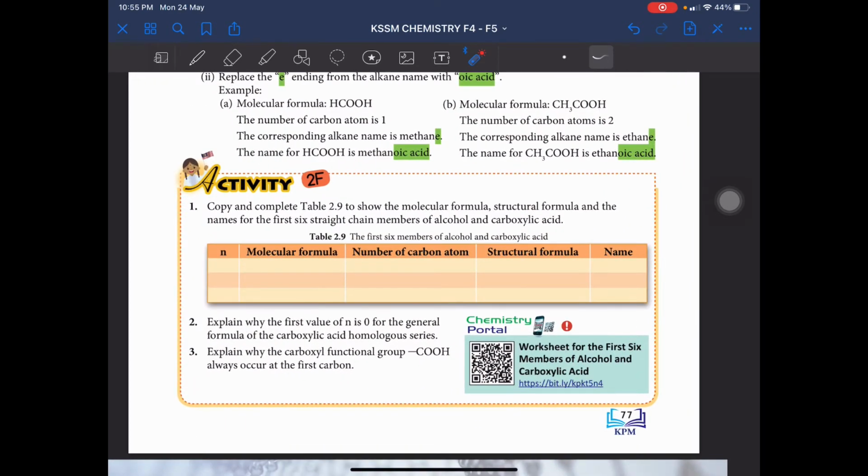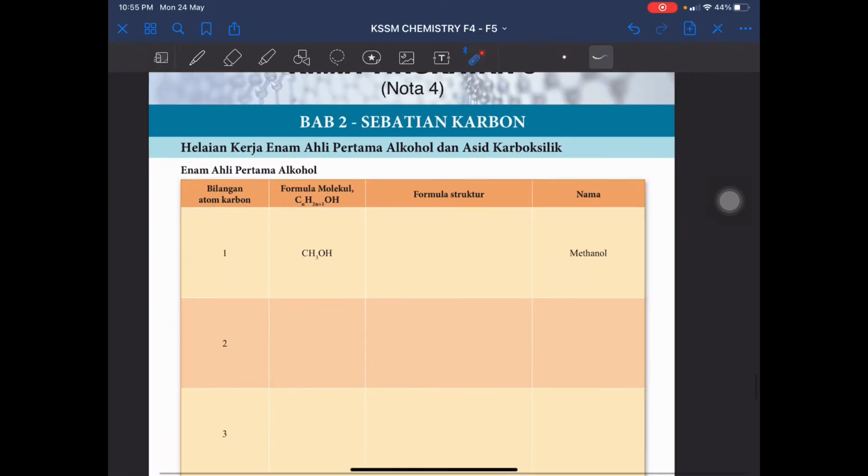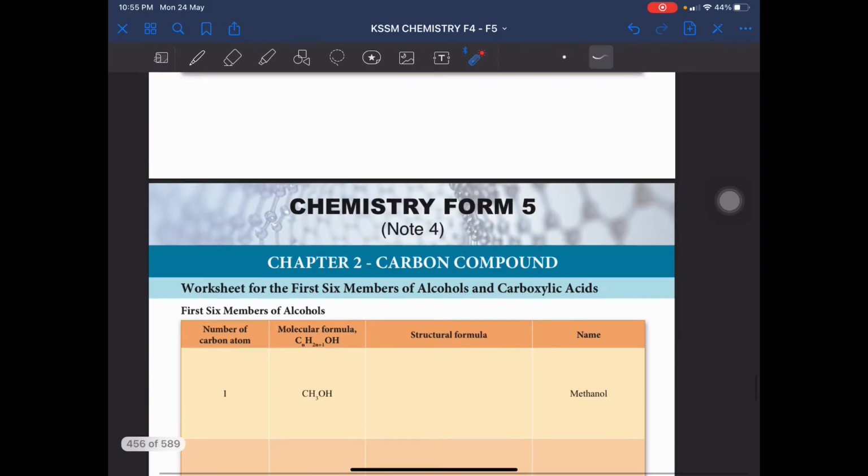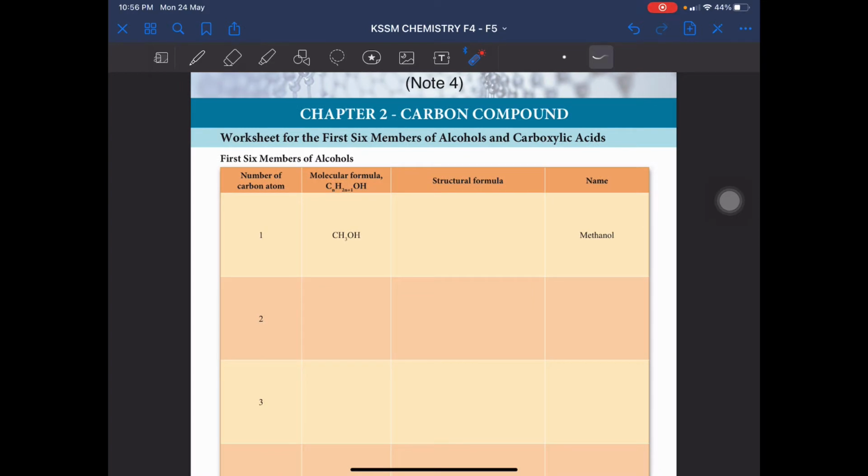So, this is your first task for today's lesson. Activity 2F. Copy and complete table 2.9 to show the molecular formula, structural formula, and the names for the first 6 straight chain members. First 6 only, okay? And then, this is the worksheet that you are given through the QR code here. I already scanned for you. So, this is the thing that you need to copy in your exercise book.